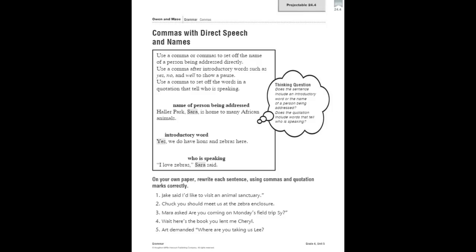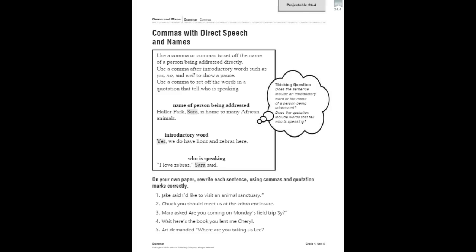In grammar today, we are going to talk about commas. I'm going to do the teaching portion first. We're going to use commas with direct speech and names and use commas in compound sentences. And then I'm going to turn you loose on some practice pages in your reader's notebook, and let you just practice further with each of these concepts.